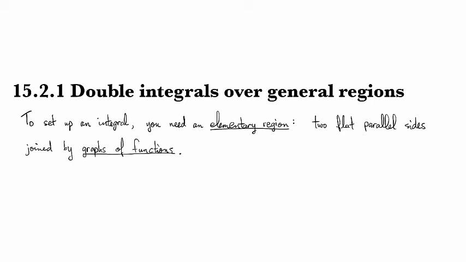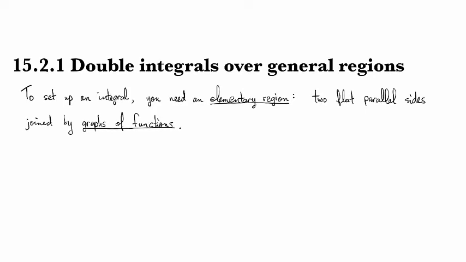Hey, all right. So now that we've seen how to do a double integral over a rectangle, we're going to see how to set it up over more general regions. And what we need is what's called an elementary region. I'll informally describe this as just being two flat parallel sides which are joined by graphs of functions. This is best probably illustrated by a couple of examples.